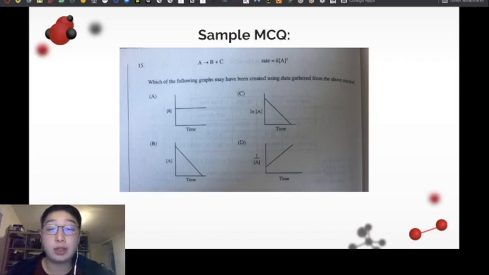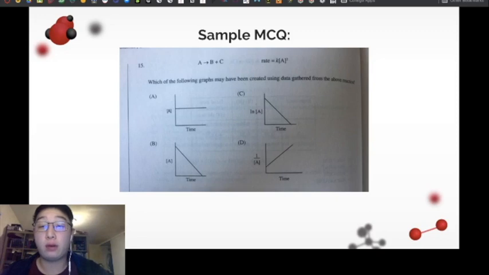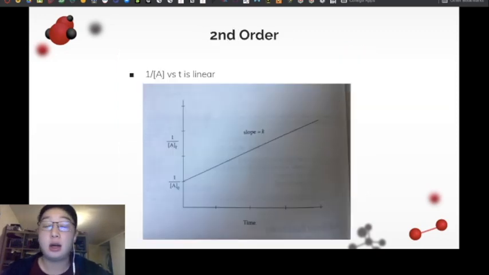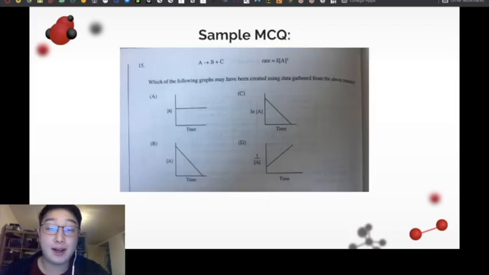This is a sample multiple choice question. It should give you a pretty good idea of the type of question you'll see on the exams. Typically, you get something like this, which states: which of the following graphs may have been created using data gathered from the above reaction. You can see that it's a second order reaction, and from what we know from the previous slide, a second order reaction is linearized with a positive slope when you graph 1 over the concentration of A versus t. You can figure out that the answer here is D.